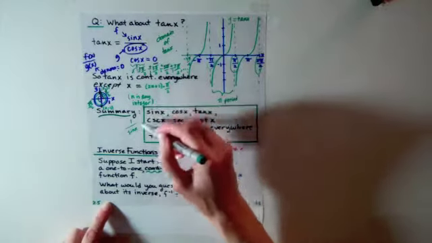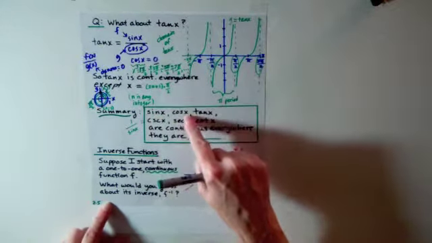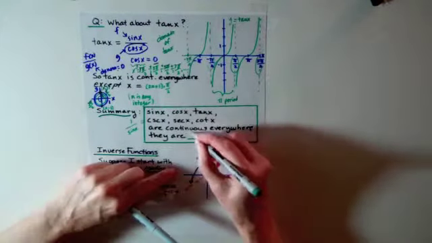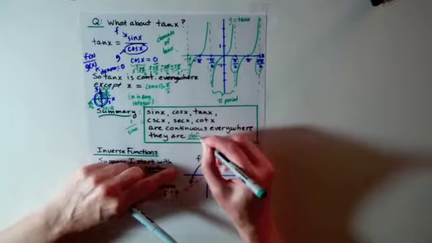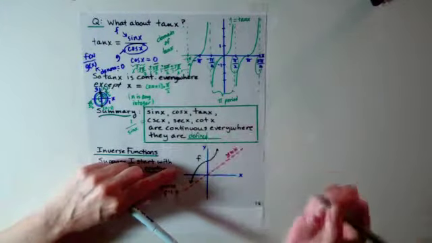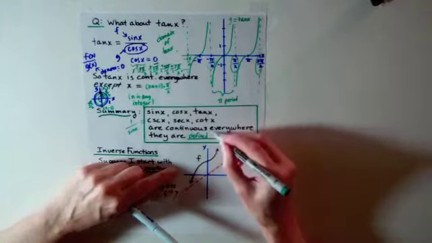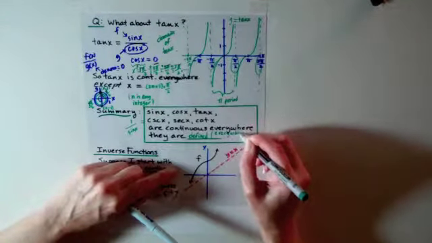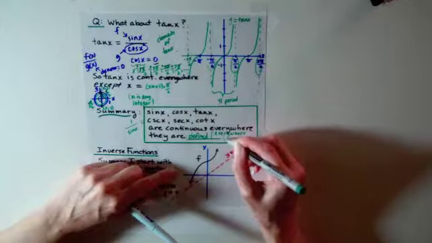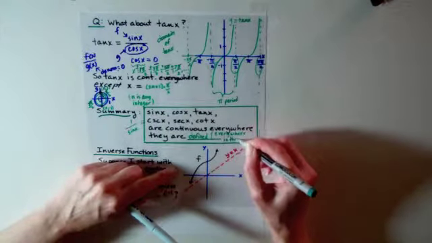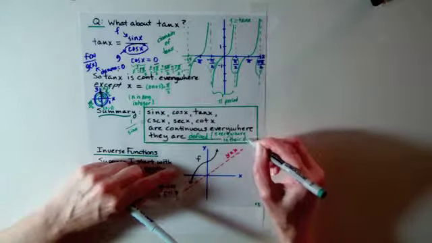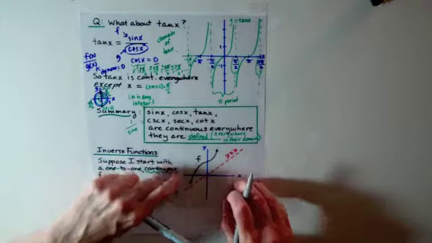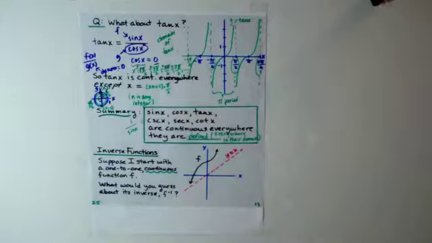So all of these trig functions, including sine x and cosine x, are going to be continuous everywhere that they are defined. Or another way of saying it is that they are continuous everywhere in their domains. So I'll put everywhere in their domains. Any x that's in the domain of one of these functions is also an x where that function is continuous.